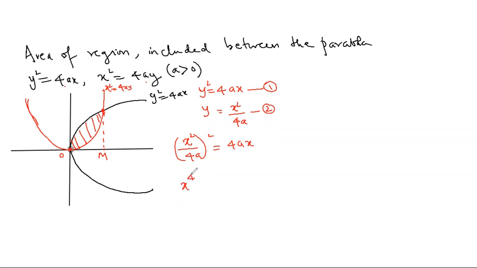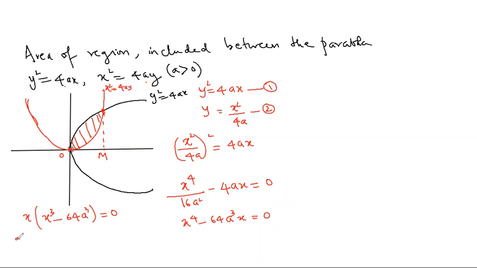So x raised to 4 upon 16a square minus 4ax equal to 0. That is x raised to 4 minus 64a cube x equal to 0. Take x common. X cube minus 64a cube equal to 0. So x is 0, or x cube is 64a cube, so x is 4a.